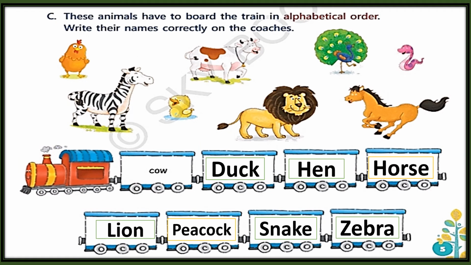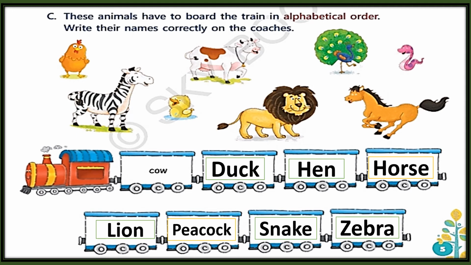Now the next exercise. C. These animals have to board the train in alphabetic order. Write their names correctly on the coaches. So what do you have to do here? Few animals are given. You have to write the names of the animals in alphabetic order.